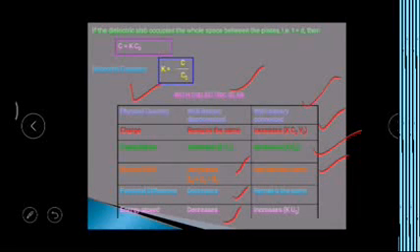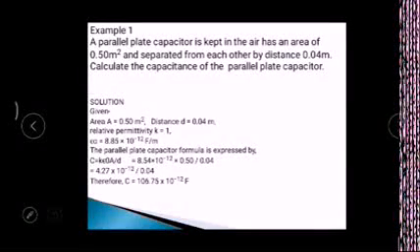Since the electric field is the same, the potential is also the same, and the energy stored also increases because capacitance is increasing and potential is the same. So by the formula U equal to half CV square, we can say that the energy stored in the capacitor increases. So these are the changes which take place when a dielectric slab is introduced between the plates of the capacitor. So this is all about the topic capacitance, capacitor, and effect on its capacitance.